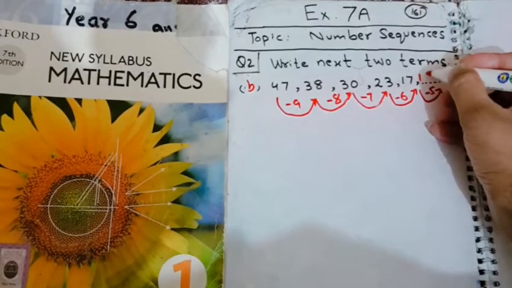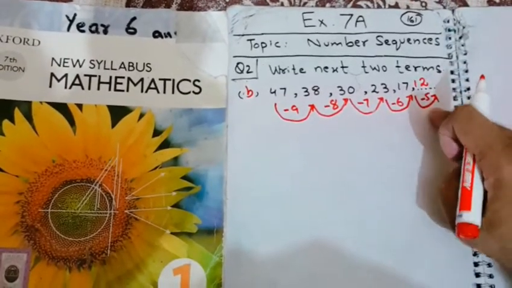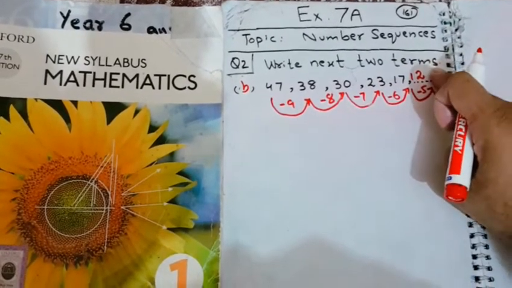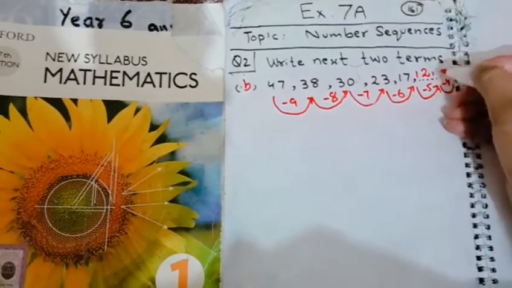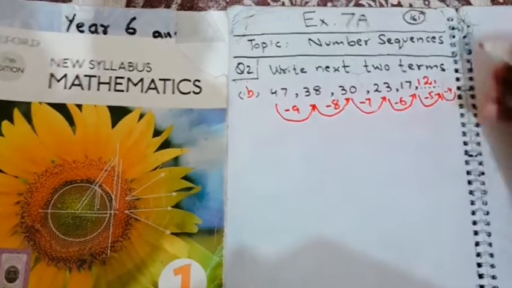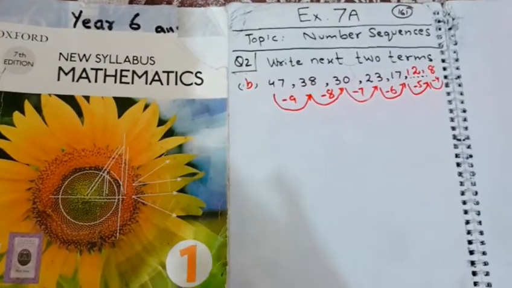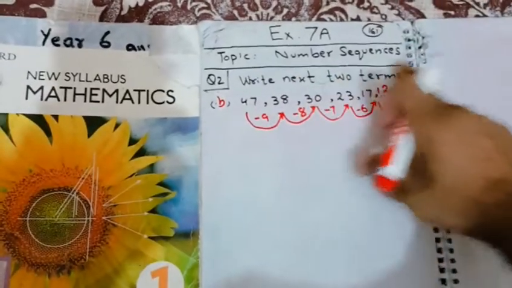We shall get 12. And if we further reduce 4 from 12, how much shall we get? We shall get 8. So the question has been completed. The demands of the question have been fulfilled. We have to find just the next two terms.